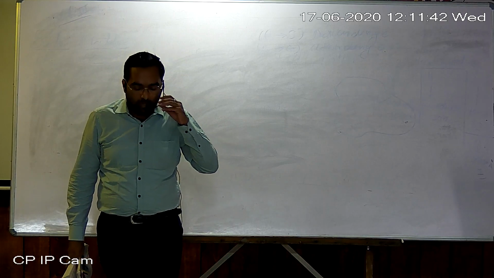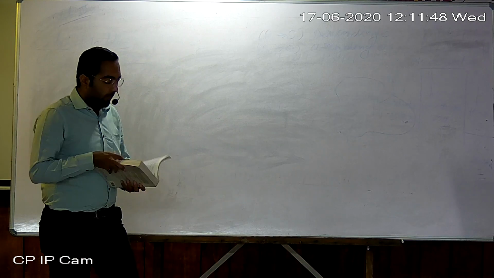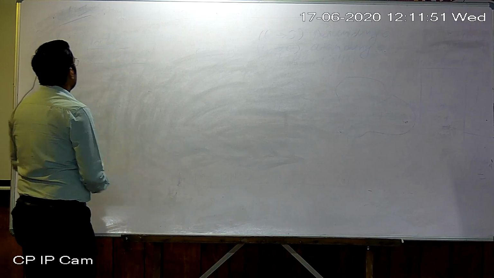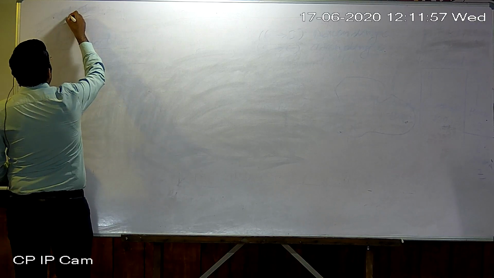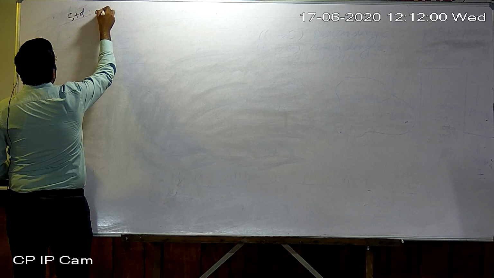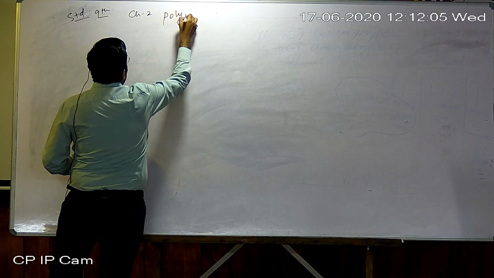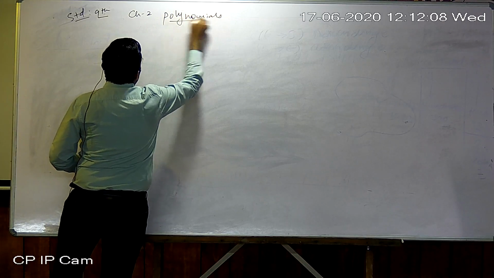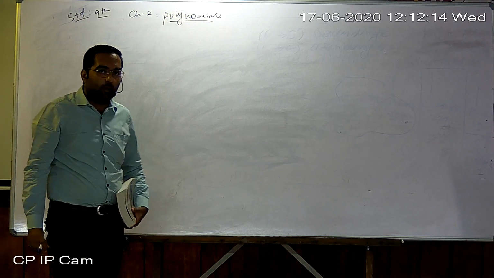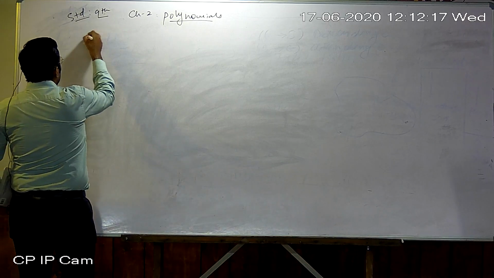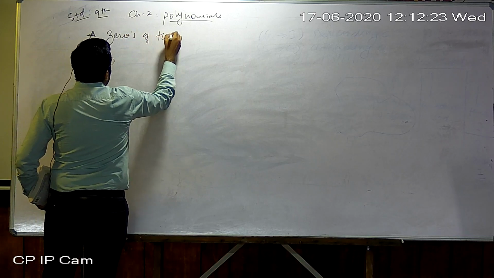Today we have to learn about mathematics class 9. As per the previous lecture, we already learned about polynomials and zeros of the polynomial. Standard 9th, chapter 2, polynomials. As per the previous lectures, we are discussing the zeros of the polynomials. We have already discussed the zeros of the polynomials.